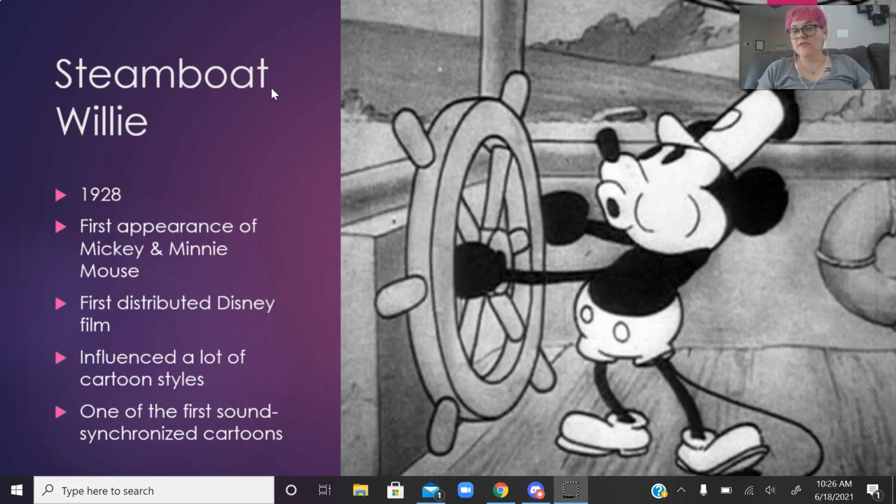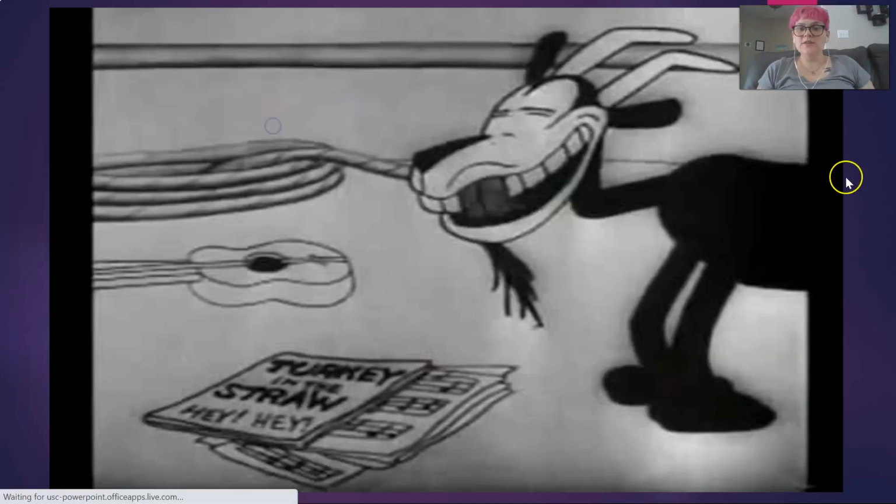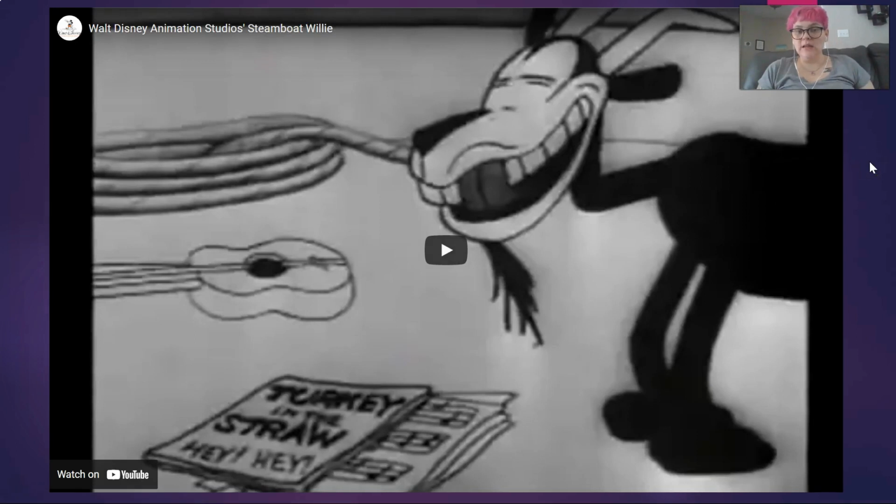This is also the first appearance of Mickey and Minnie Mouse, those iconic characters, and it kind of launched Disney as a household name. So you guys are going to take a second to watch Steamboat Willie, and watch Mickey and Minnie Mouse abuse some animals. That link is on Canvas, so go ahead and pause here and watch Steamboat Willie. Okay, hopefully you paused and you watched.